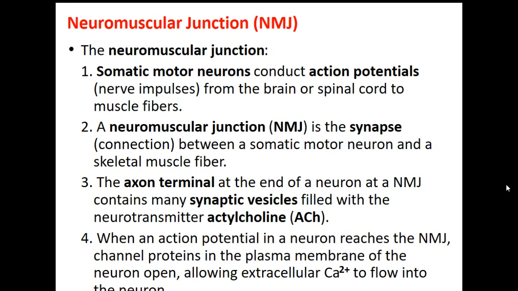The connection at the neuromuscular junction is called a synapse. We also use that word where two neurons come together. The end of a neuron is called the axon terminal. The word terminal just means end. The axon is that long extension of a neuron.